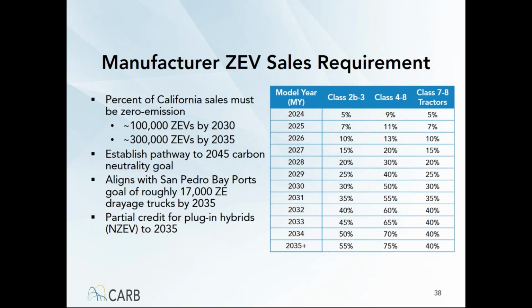These numbers were not just picked randomly. These are numbers that coordinate with existing programs and existing numbers that have been put out there to try and get us to the 2045 carbon neutrality goal. That's something that was put out quite some time ago, and this is the pathway that we're going to meet. It also aligns very well with several of the ports. Now, San Pedro Bay ports, that's the Port of Long Beach and the Port of Los Angeles. So they already have programs in place that meet the same kind of standards. And this just kind of goes into that, except it requires it for everywhere else.